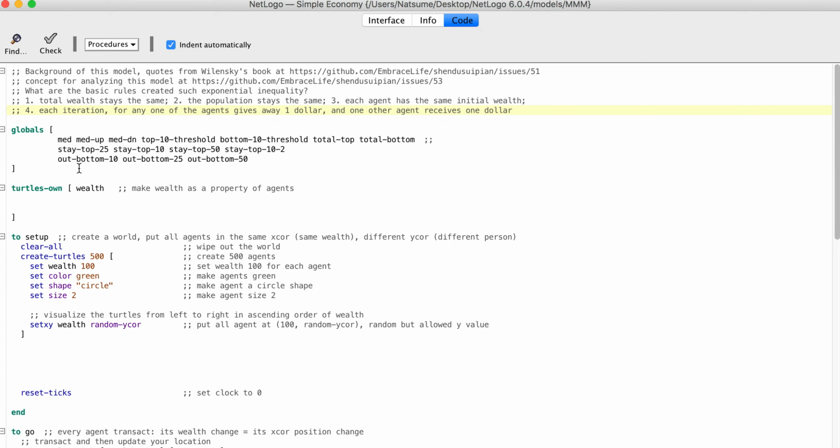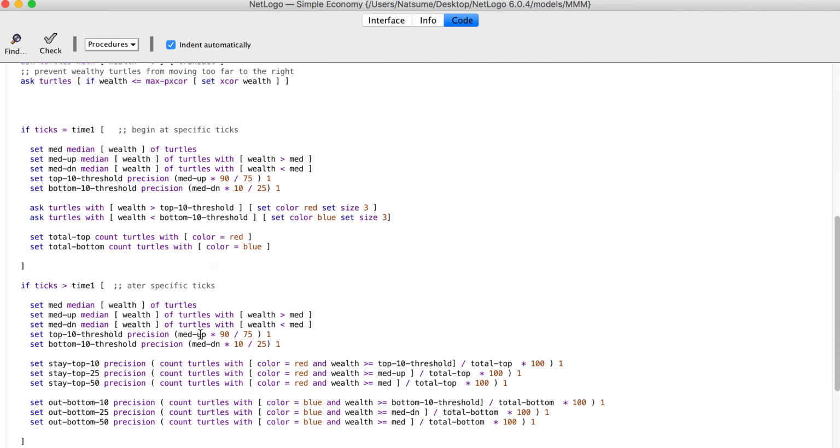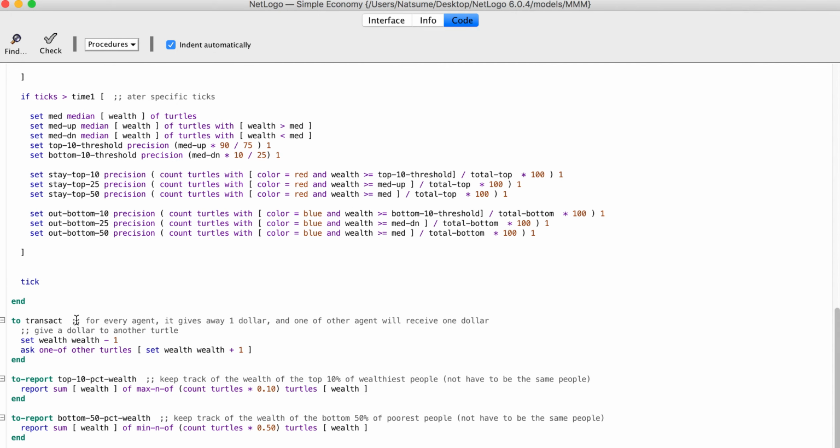As for the fourth rule, it is in the go procedure. We ask every single turtle to transact as long as that turtle's wealth is greater than 0. But how do they transact? The transact function is very simple. For the turtle we are focused on, we let its wealth decrease by $1, and let one of the other turtles' wealth increase by $1. That's it. Very simple transaction rule.